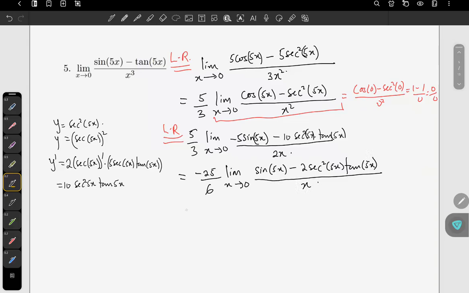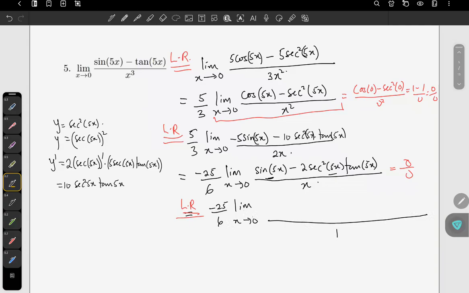So this is now, again, if we put in 0, we get 0 in this part. We also get 0 because tan 0 is 0, and over 0. So this is 0 over 0, which means we can use L'Hopital's rule again. So this is minus 25 over 6, the limit as x goes to 0 of, the derivative of x is 1. Thank God.